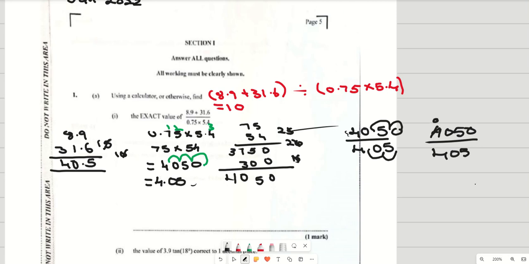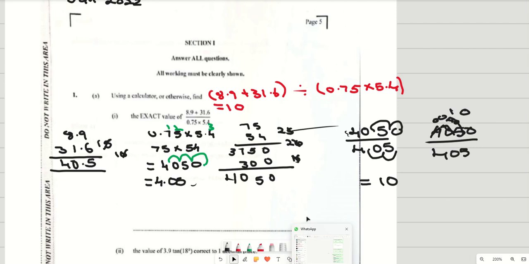This is 0, 40. That is 0, 405. How many times does 405 go into 405? 1. And how many times does 405 go into 0? 0. So the answer is 0010. In other words, the answer is 10. And that is how you would do this manually.